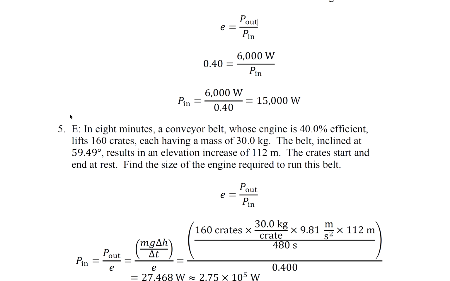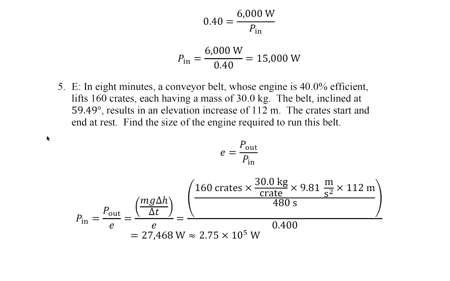Question 5. In 8 minutes, a conveyor belt whose engine is 40% efficient lifts 160 crates, each having a mass of 30 kilograms. The belt, inclined at 59.49 degrees, results in an elevation increase of 112 meters. The crates start and end at rest. Find the size of the engine required to run this belt. It says find the size of the engine. You might think that's like meters cubed. That just means how much energy is needed or how much power is needed. In this case, it's how much power is needed.